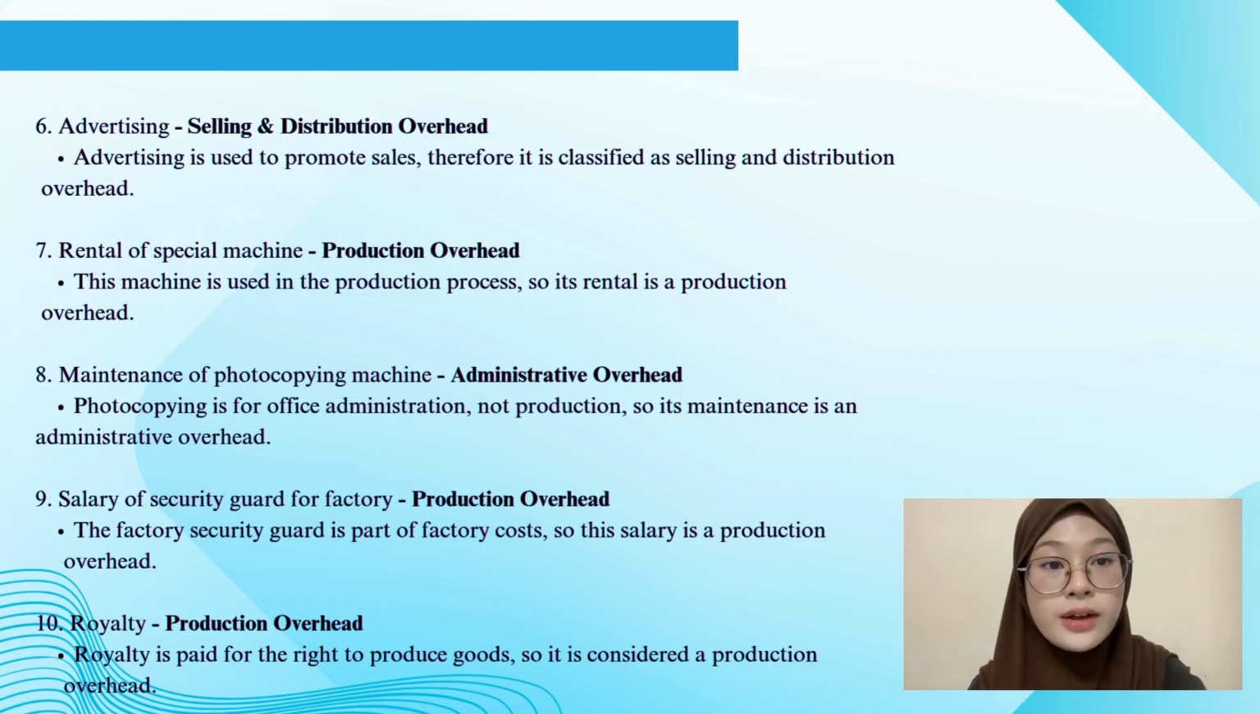Number 6. Advertising is a selling and distribution overhead. Advertising is used to promote sales, therefore it is classified as selling and distribution overhead.